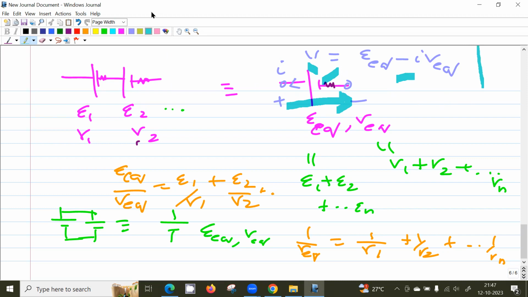So if I plot the V versus I curve of this particular equation, it will look something like this, right? Because the slope is negative. So from this, I can see at I equal to 0.